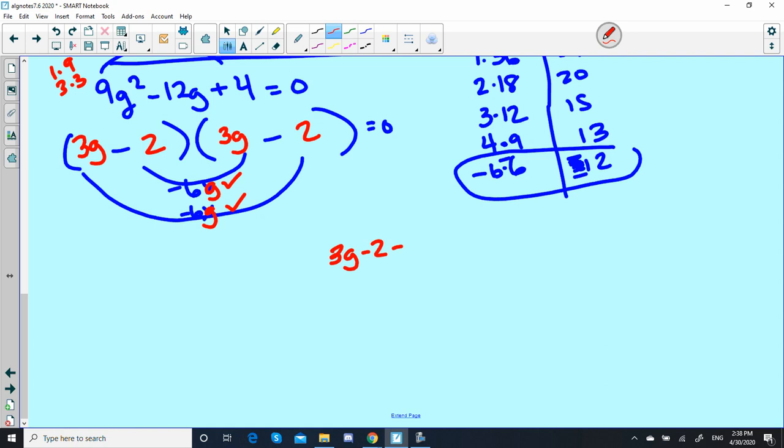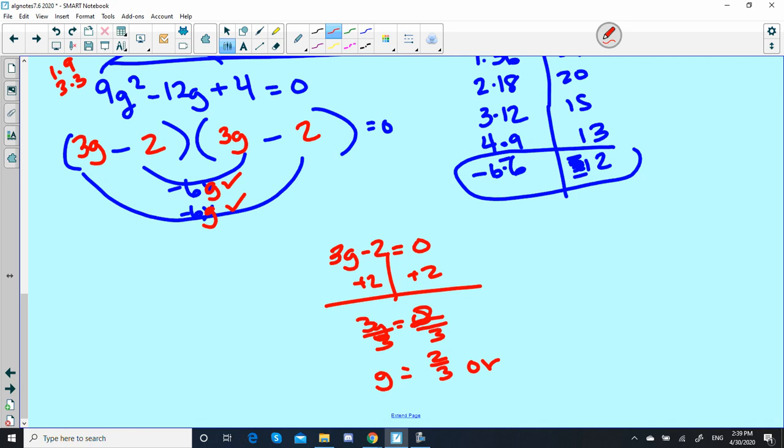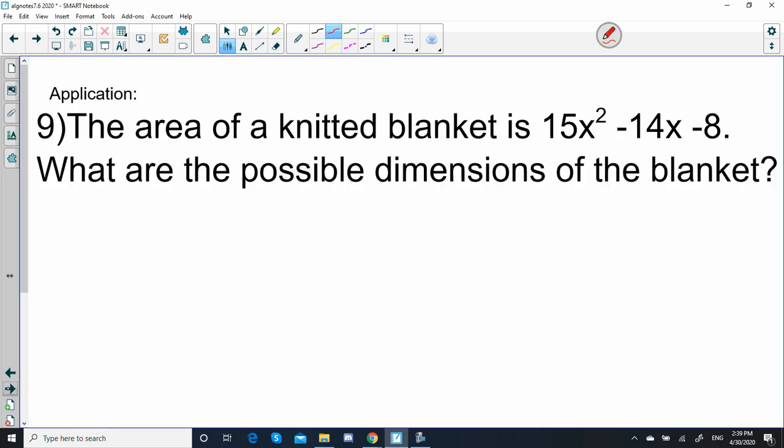So 3g minus 2 equals 0. So I'm adding 2 to both sides. Oops, that's a 2 now. And dividing by 3. So g is either 2/3, or if you want to change it to a decimal, 0.6 repeating. Either one of those works. That's my final answer.